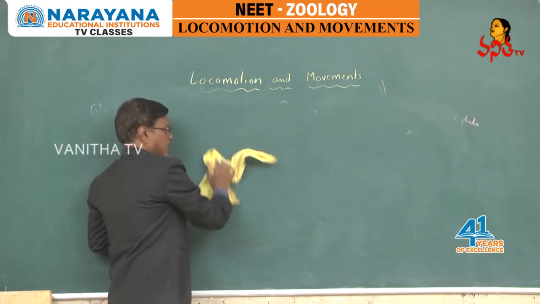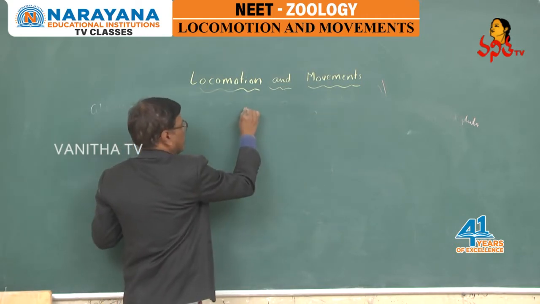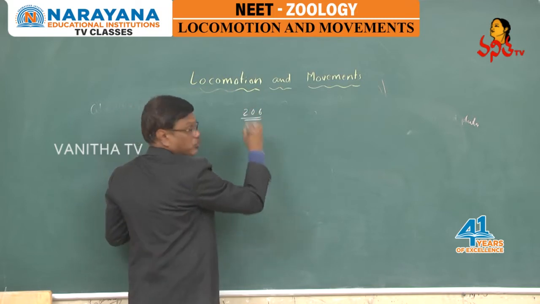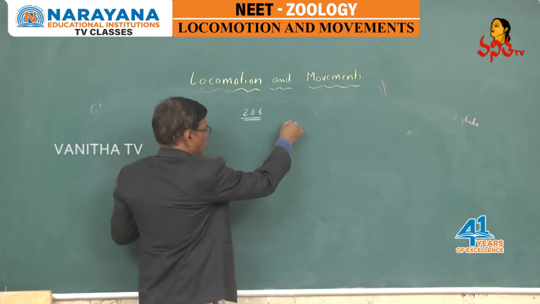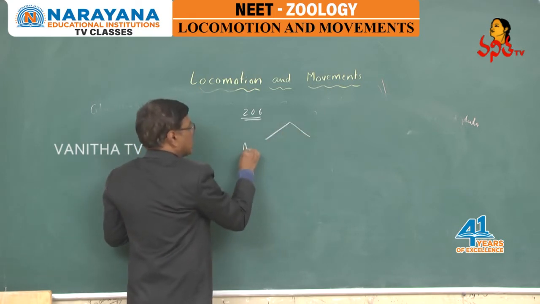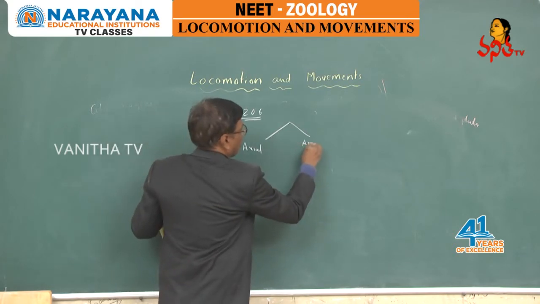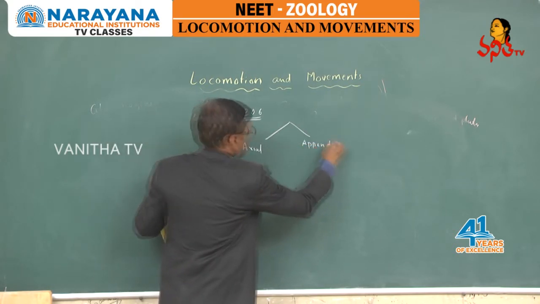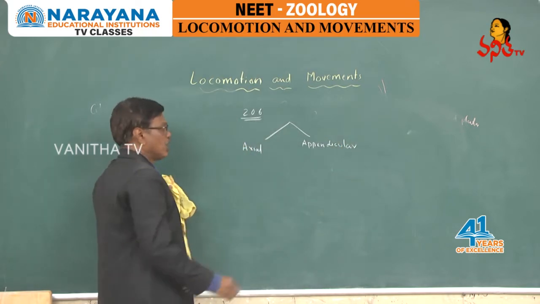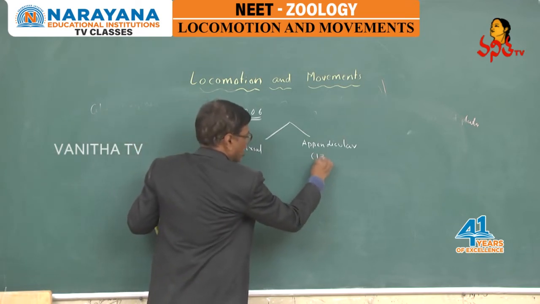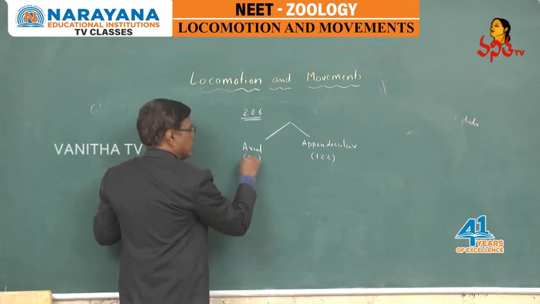Coming to the endoskeleton, in adult human beings the endoskeleton is made up of 206 bones. The endoskeleton includes two parts, the axial skeleton and the appendicular skeleton, but most of the bones are present in the appendicular skeleton. The appendicular skeleton has 126 bones. The axial skeleton has only 80 bones.